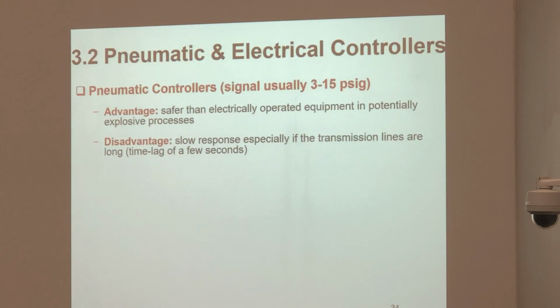The next item that we talk about is the controller itself. Basically, we have two types of controller, right? One is pneumatic, one is electric. Pneumatic means that the signal is usually transmitted by pressure, and the pressure is normally measured between 3 to 15 psi. Then, the advantages: why sometimes I want to use pneumatic instead of electronic.